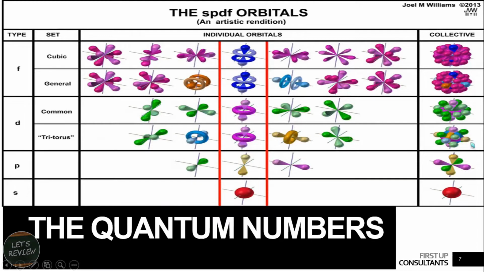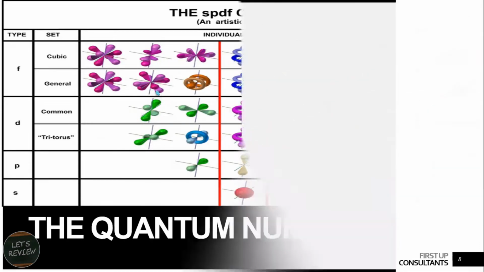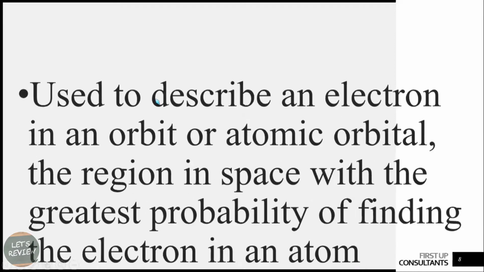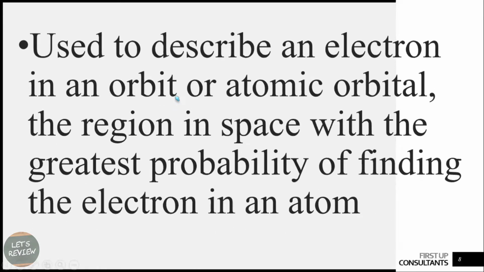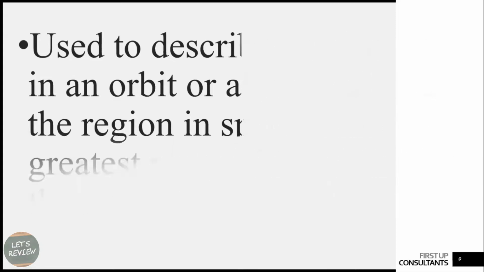Familiar with this diagram? Remember the SPDF? Yes, those are the different shapes of the orbital. So, what's the connection of that to our lesson? When it comes to quantum numbers, they are used to describe an electron in an orbit or atomic orbital, the region in space with the greatest probability of finding the electron in an atom.